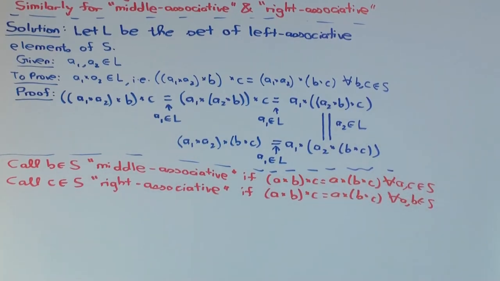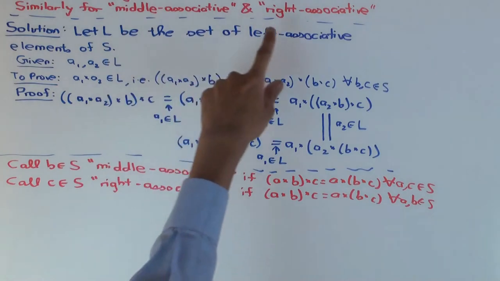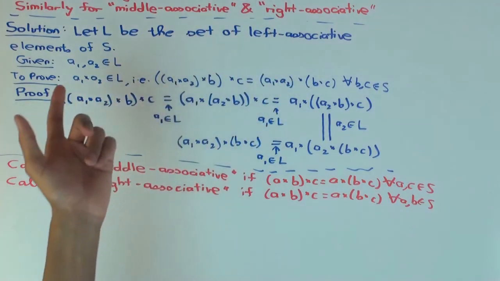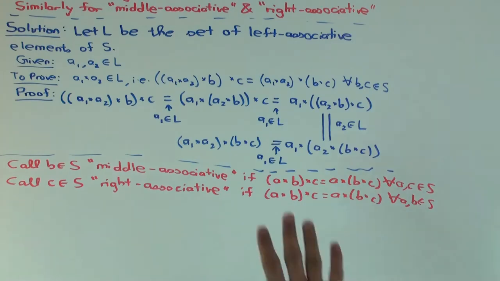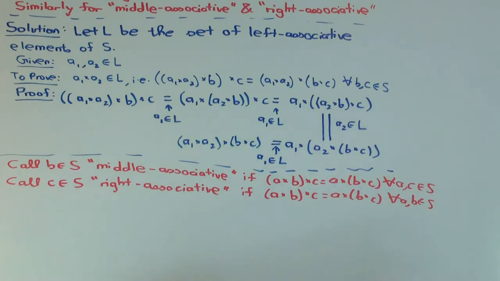Okay. Now, see why the same thing should be true for middle associative and right associative, which means I want to claim that the set of middle associative elements also forms a submagma, which means it's closed under multiplication, and the set of right associative elements also forms a submagma, closed under multiplication. Instead of writing the full proof, let's just see what it means on the associativity pentagon.